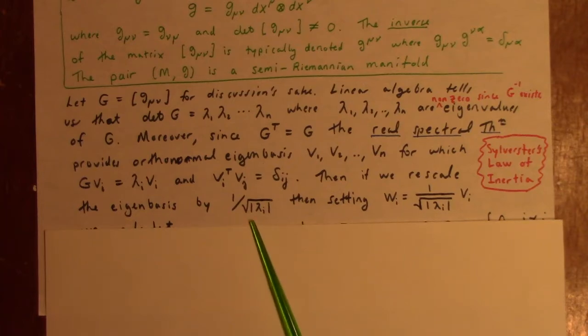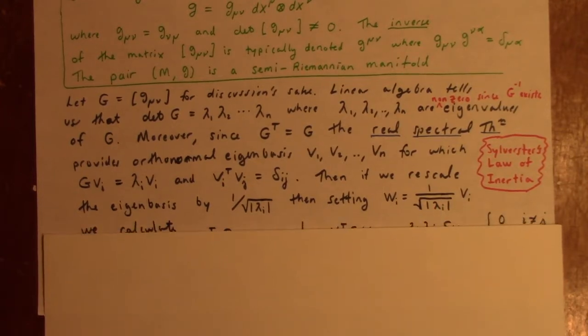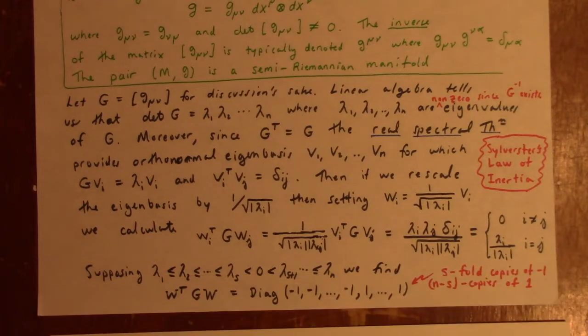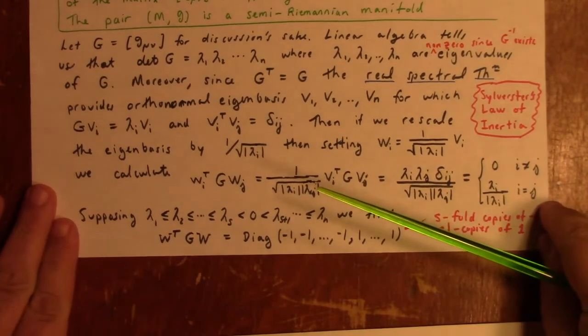But then you can go a step further, and if you take the eigenbasis and rescale it by 1 over the square root of the absolute value of the eigenvalue, in other words, define a new basis, Wi, which is like that, then if you calculate, let me put all the cards on the table here.